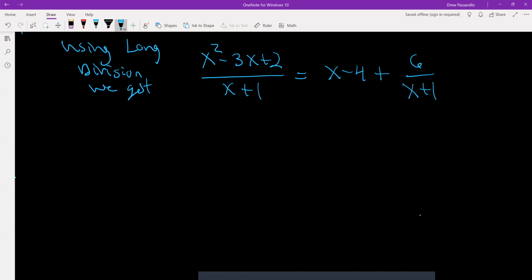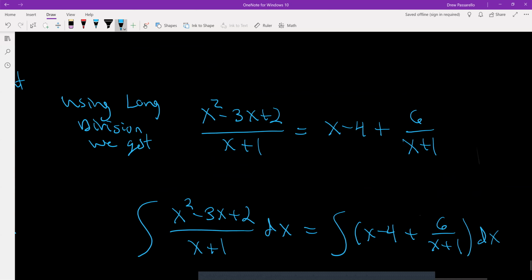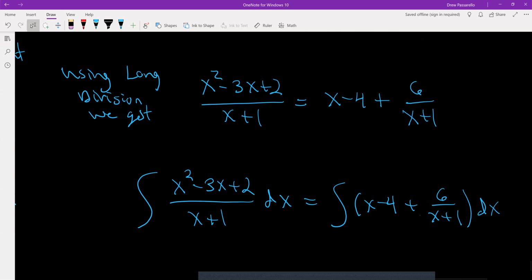All right, so then when we integrate, that's the same thing as integrating this result, x minus 4 plus 6 over x plus 1. And then this turns into something that we can integrate, that we're familiar with.